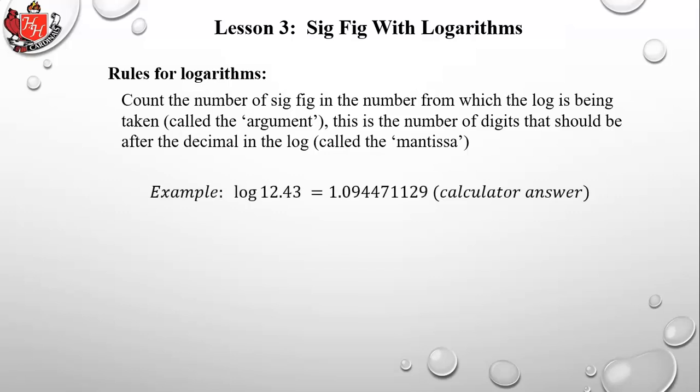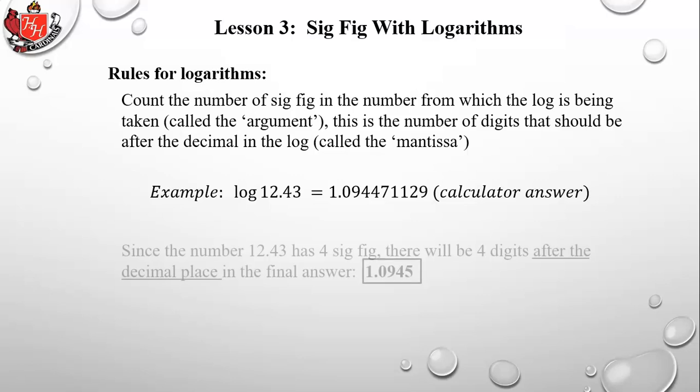hard. So example, the log of 12.43 equals, and you can see that big long number, that's your calculator answer. Since the number 12.43 has 4 sig fig, there will be 4 digits after the decimal place in the final answer. So that means we're going to round that long number there down to 4 places after the decimal. That would be the 094. That would be the second 4. So you're going to use that 7 to round that second 4. It's going to round it up to a 5. So your final sig fig answer is 1.0945. Don't worry, this one won't come up very much, but it's not that hard. You just have to refer back to this rule in a few weeks if you hit one of these.